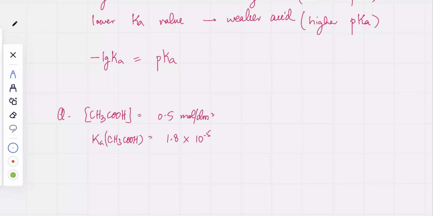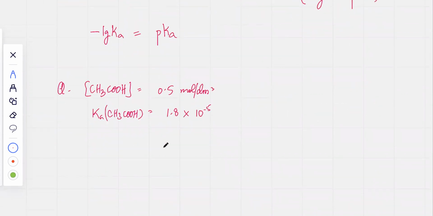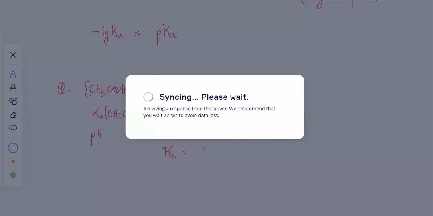One thing I did forget is the unit of Ka. Remember, it's concentration squared divided by concentration, so the unit is mole per dm cube. That's the unit for Ka. So anyways, you have Ka, and they're asking you to find pH. So you just write the expression for K, which is that we know that K is equal to H+ concentration. Just wait one second.